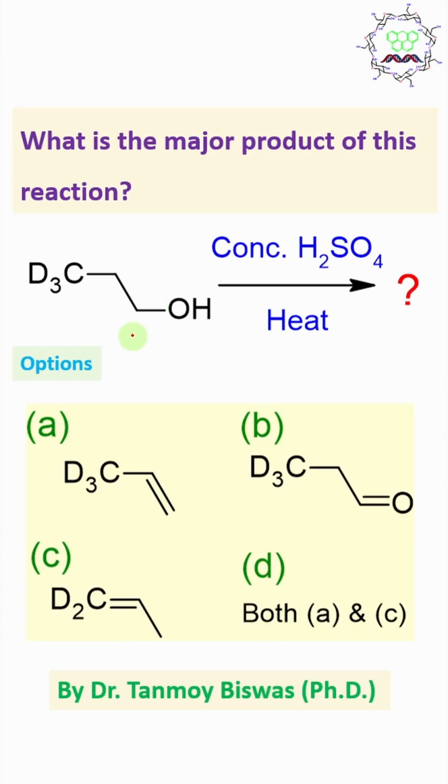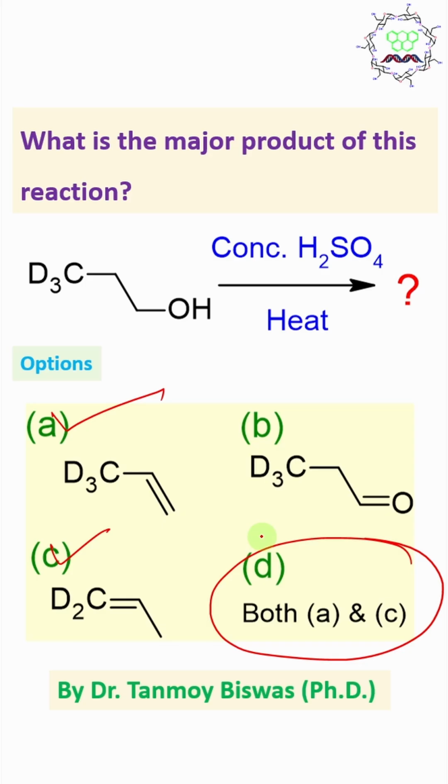Now look at the options. This is the combination of option A and option C. But if you look at option D, both A and C, when we get such a kind of question we get overwhelmed. Okay, we expected this product, so it is. We do not read the others. Please do not make this mistake. Read all the options and finally decide.